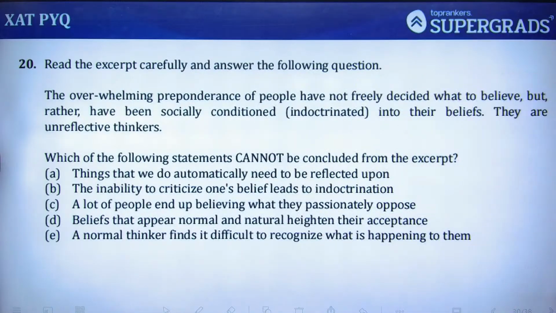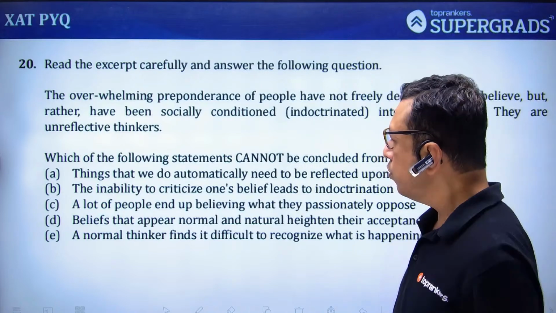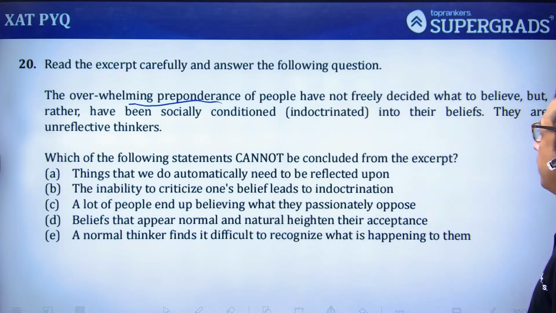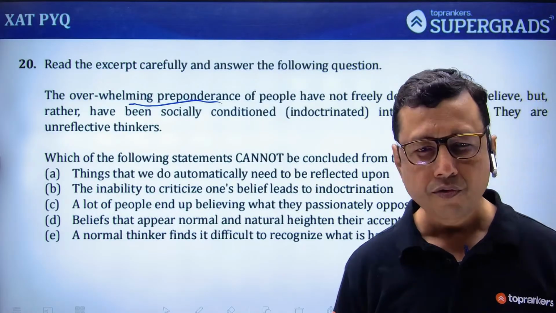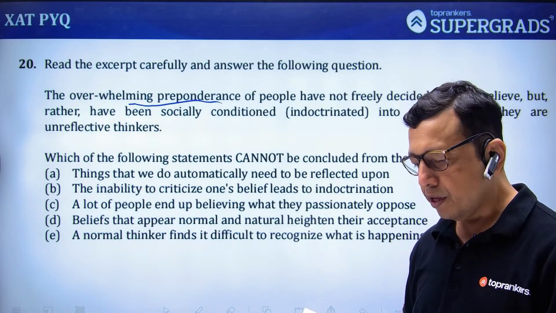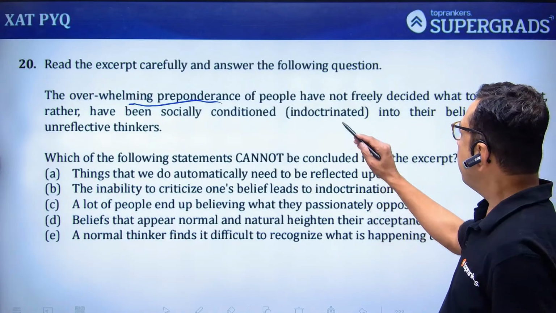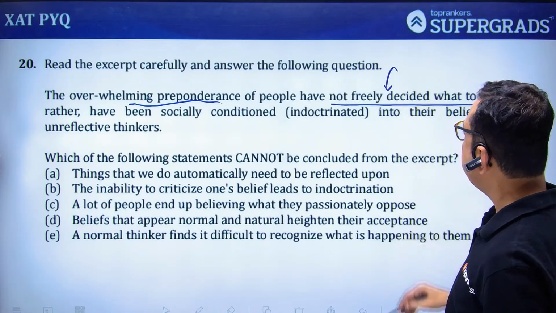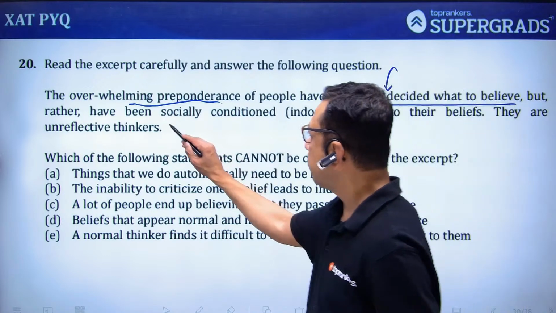I'm sure you solved this question. A short question, though. An overwhelming preponderance of people have not freely decided what to believe. So all this question tells you is that it's a huge population, I mean, by and large, a majority. They have not freely decided what to believe. That's the point, right? But rather have been socially conditioned.